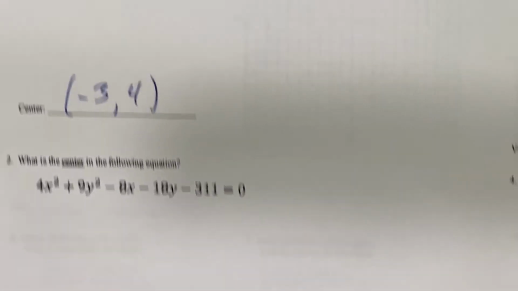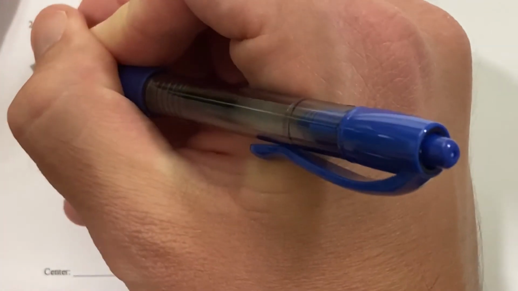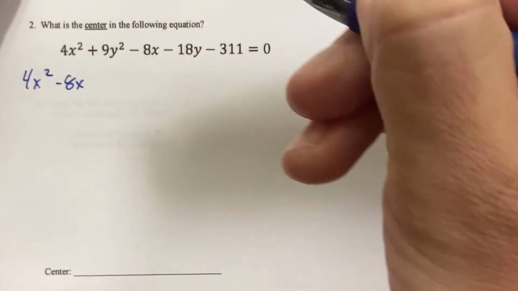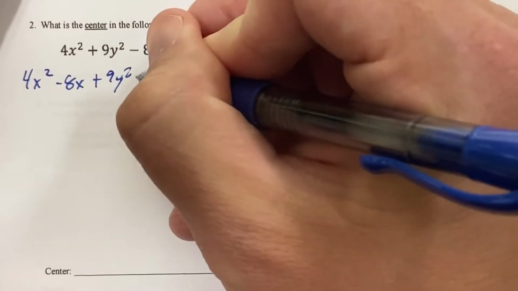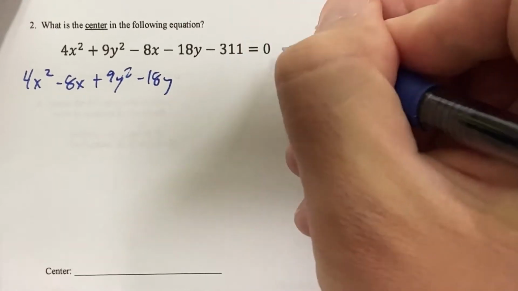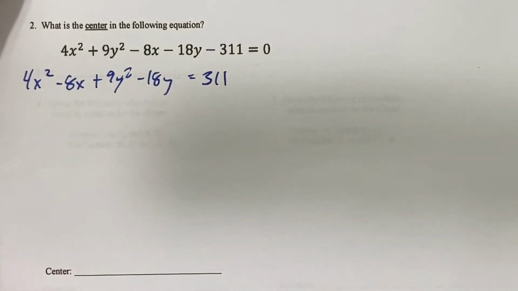On the next question, it says, what is the center of this equation? Well, we know that this is an ellipse. It's just written in general form, so we have to rewrite it in a way that we can just tell what the center is. So let's get our x's together. 4x squared minus 8x plus 9y squared minus 18y. I'm gonna go ahead and take that constant to the other side. We're gonna end up completing the square a couple times, just like we do with circles.